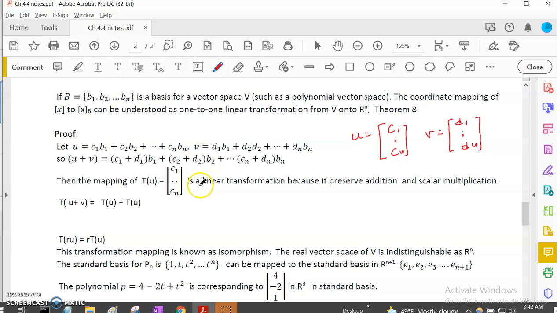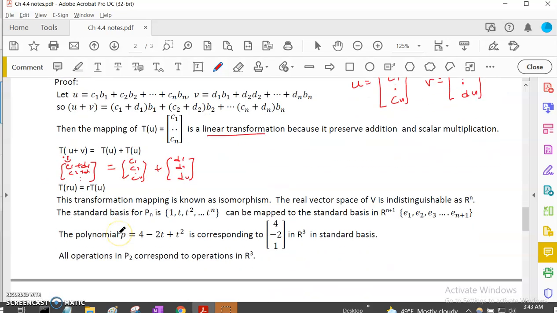Then this kind of mapping is a linear transformation. That means whenever you have U, you can map it like this. It is a linear transformation, because T of U plus V would become C1 plus D1, C2 plus D2, right? All those. And it's the same as C1, C2, Cn plus D1, D2, Dn, right? So this is the first requirement for a linear transformation.